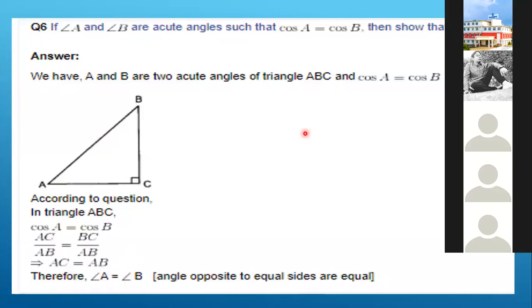Am I clear, children? Yes, ma'am. Easy, no, this one? Easy, no, children? Yes, ma'am. Some textbooks have given difficult answers. I felt this is very easy.